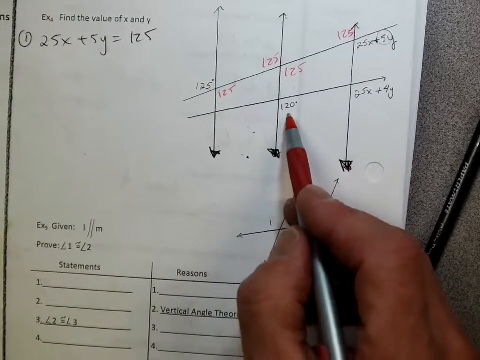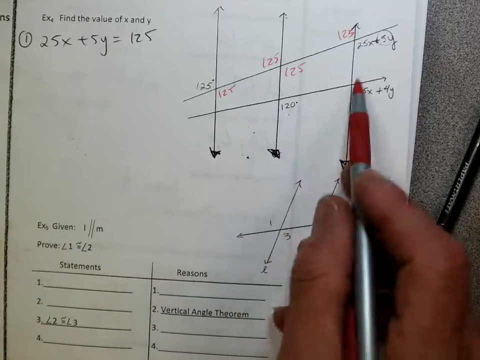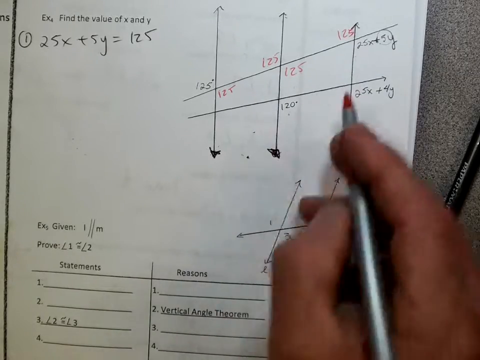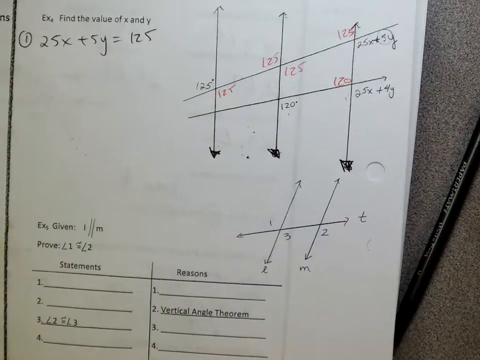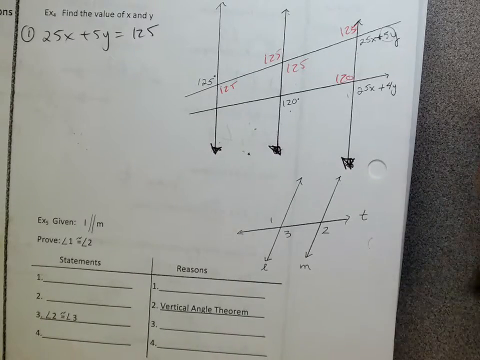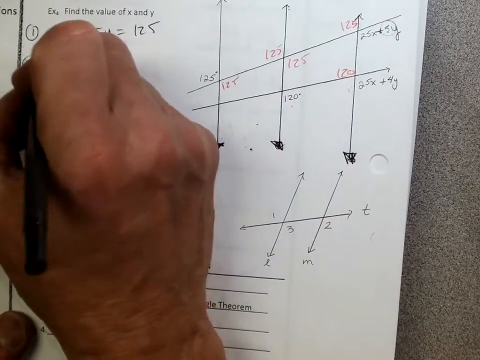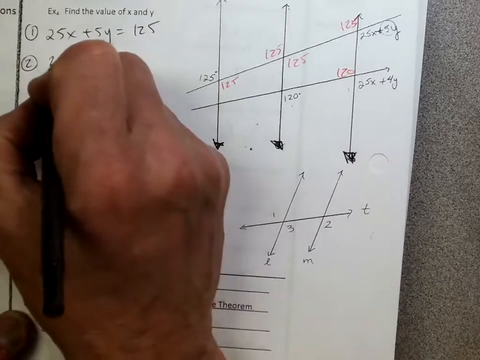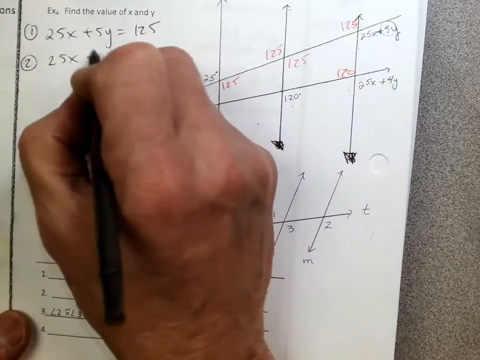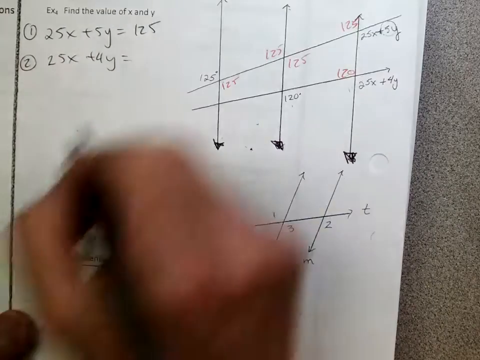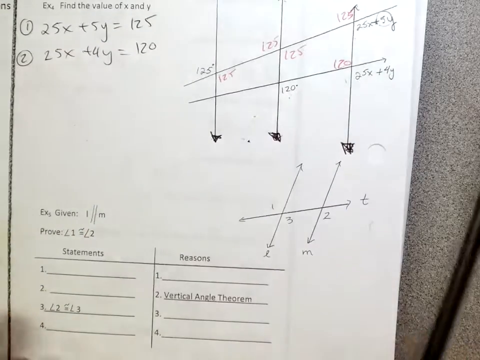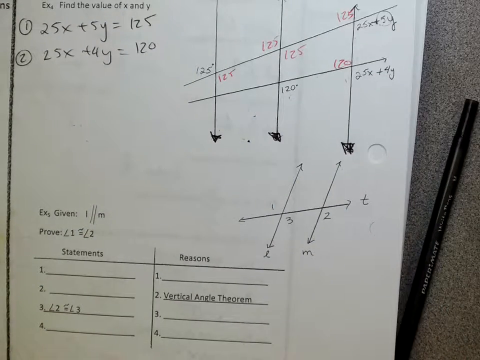Now, let's figure out, let's walk this up, okay? So if this is 120, do you see the Z? Alternate interior angles, see the Z? That's 120, okay? Because of the parallel lines. So here's my second equation, equation 2. It's going to be 25x plus 4y equals 120. All right, 2 equations, 2 unknowns.